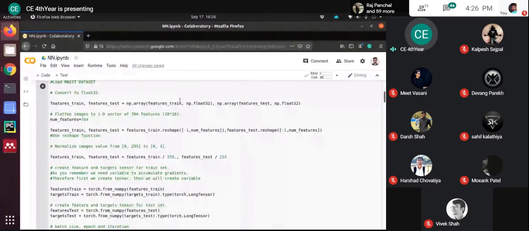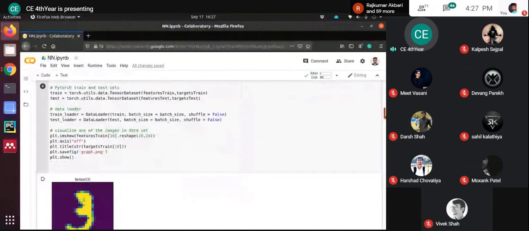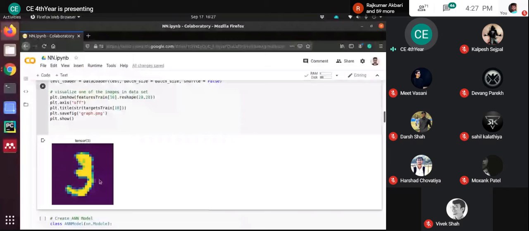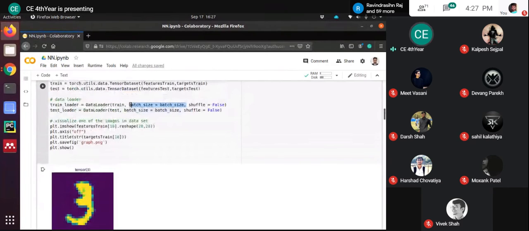right, so we have just printed some random image. You can choose some other image and try to print that image, and it represents the number which is stored inside that particular image. Okay, so why are we passing this batch size over here in this data loader? And from now onwards in the artificial neural network design, we will use this train loader and the test loader.